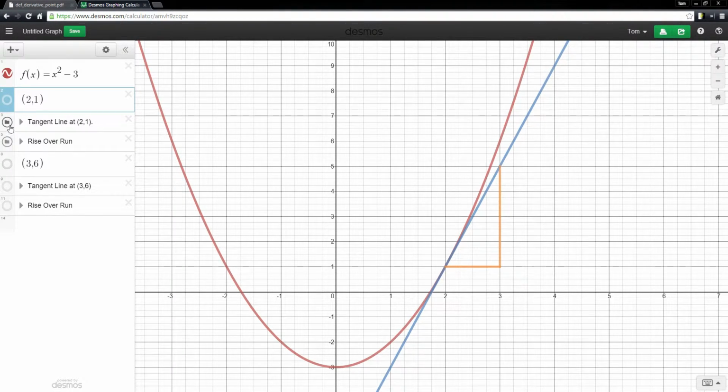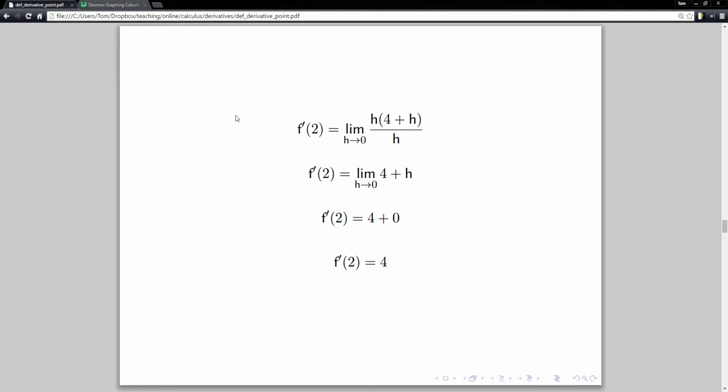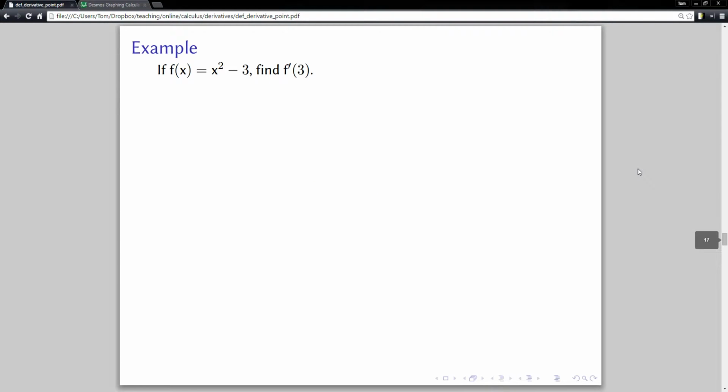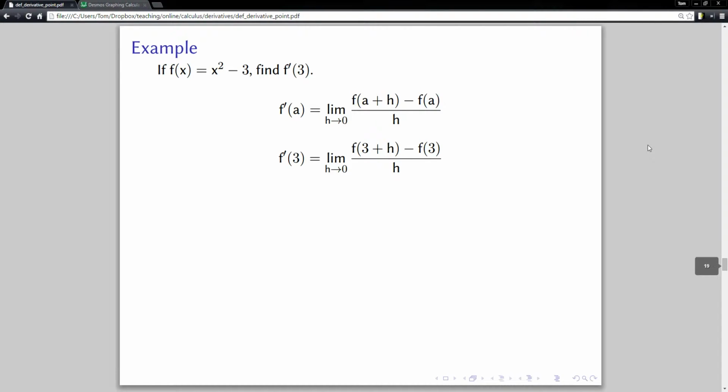All right. Let's take a look at another example. We're just going to look at the same function, but now instead of finding the derivative at 2, we're going to find it at 3. Okay, so again, same type of problem here. We use the same definition. We want to know what's the derivative at 3. So there's the definition. We replace a by 3, and we calculate that all out.